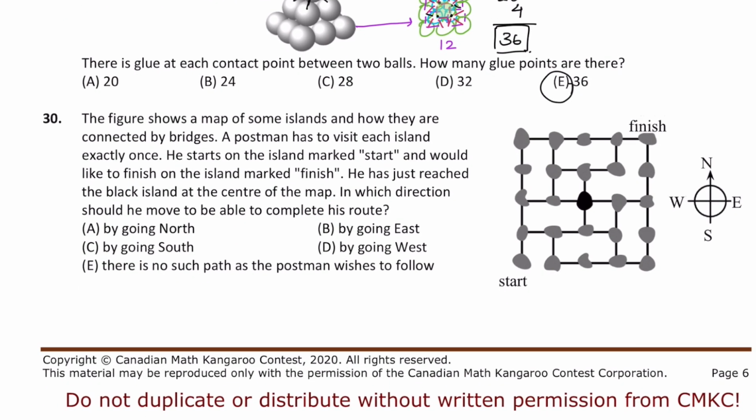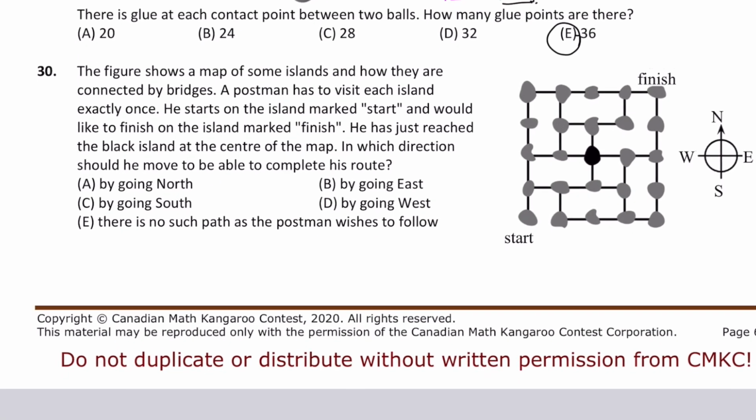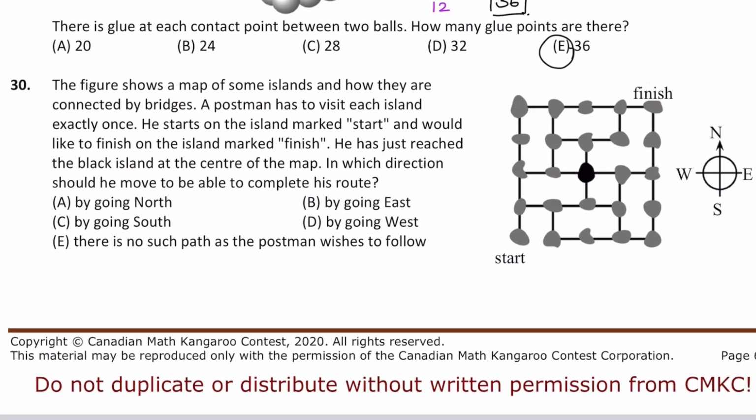Okay, the next one, final question. The figure in the map shows some islands and how they are connected by bridges. A postman has to visit each island exactly once. He starts on the island marked start and would like to finish on the island marked finish. He just has to reach the black route in the center of the map. In which direction should he move to be able to complete his route?